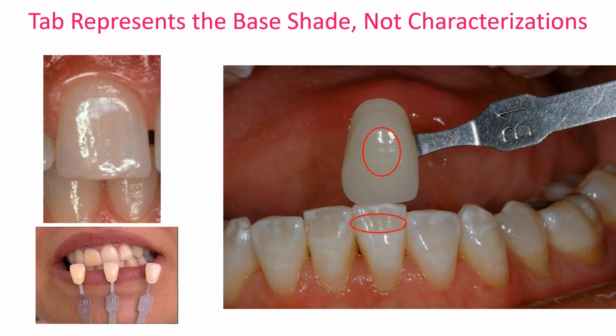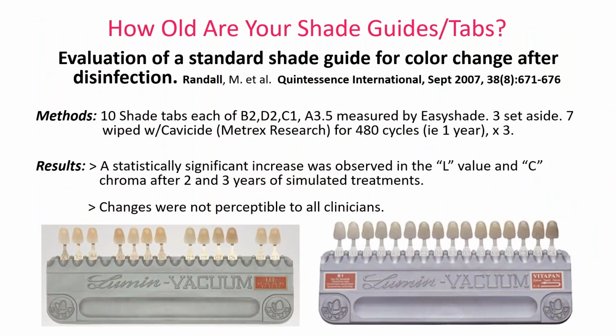Again, we have a shade tab. It designates the base shade, but then sometimes we have to add characterizations to it, whether it's whitish, a little bit yellowish, whether it's a halo. And then to get the best out of your shade tabs, you want to make sure that they're newer, that they're not old. If you have any shade guides that have the red, just put them in your drawer, put them in your museum.